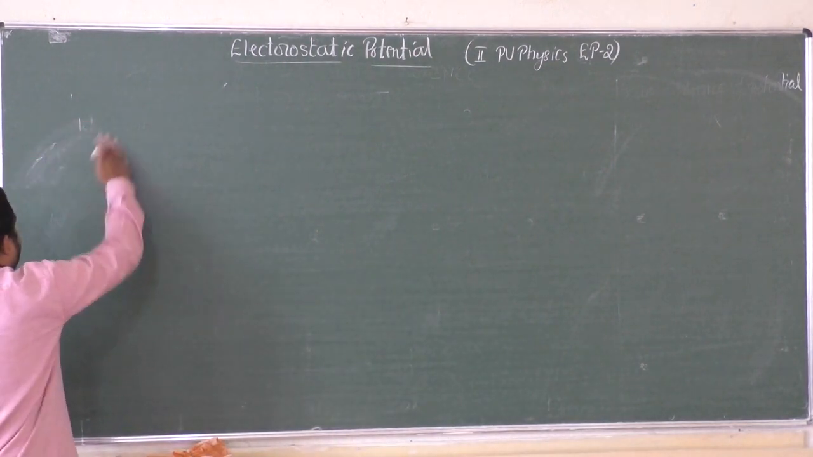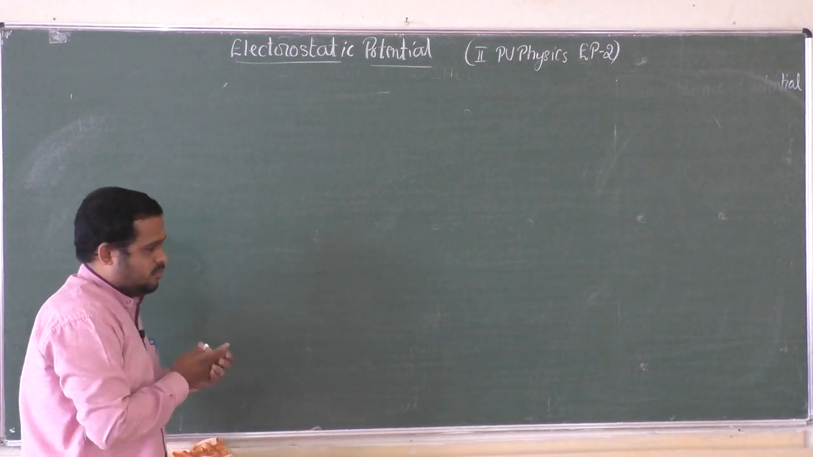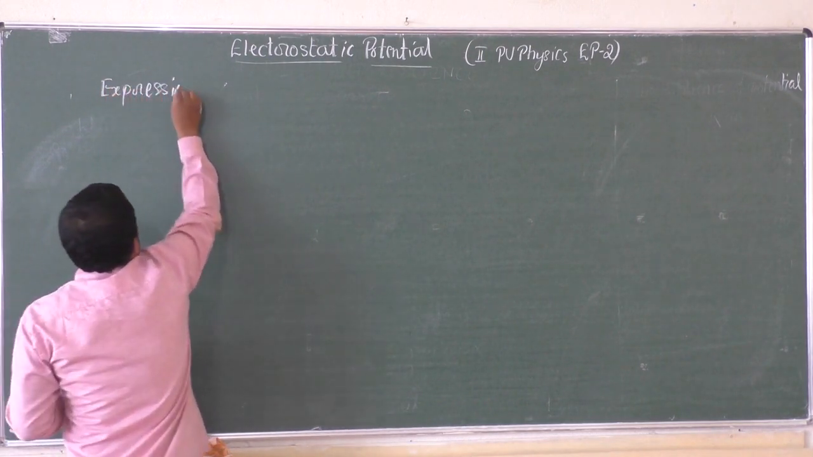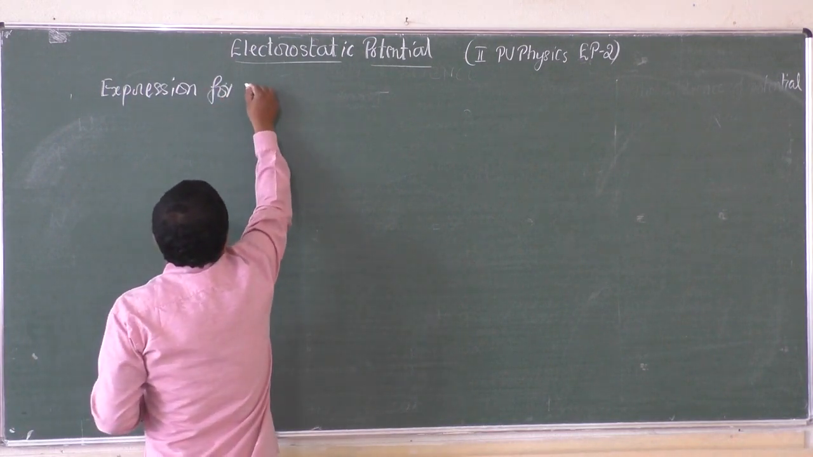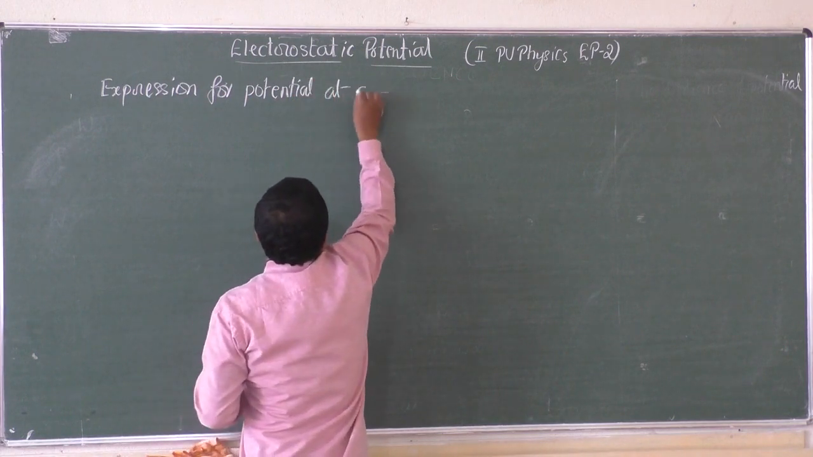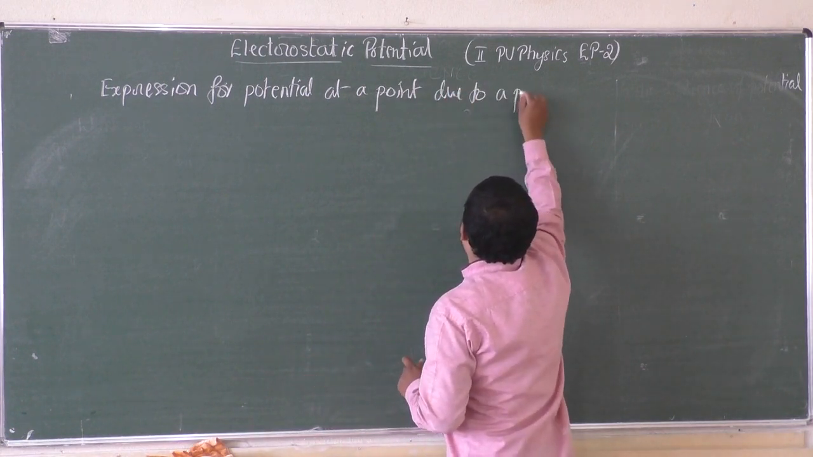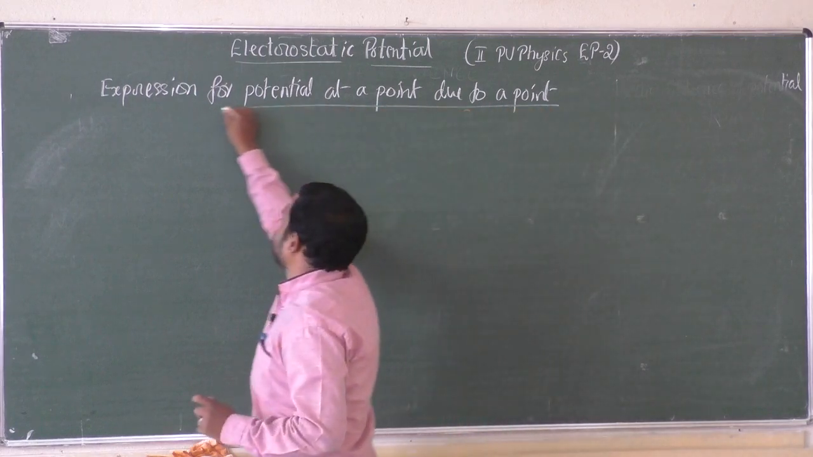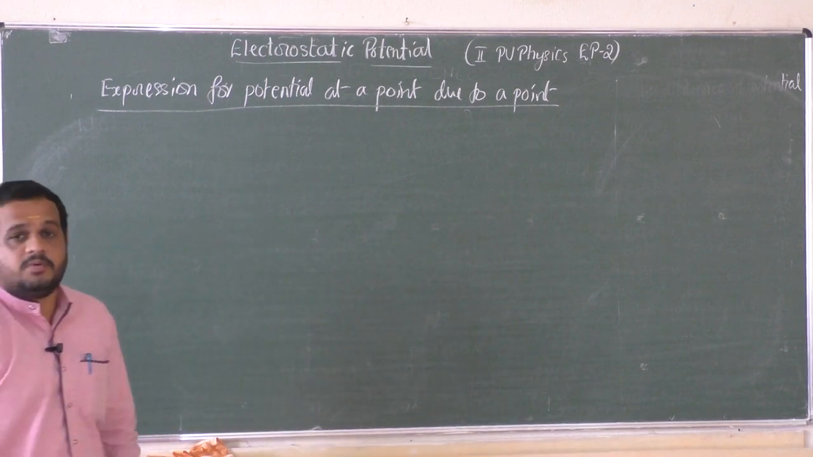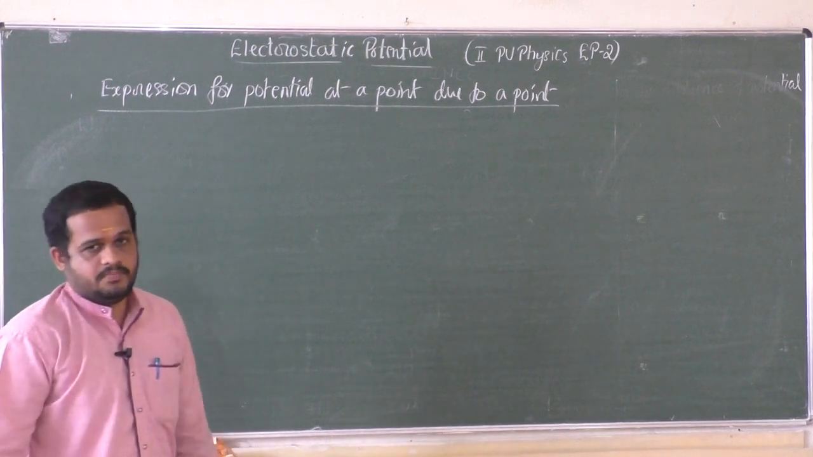Next one is an important derivation. You can expect this derivation for 5 marks in the final exam, board exam. Expression for the electrostatic potential or electric potential at a point due to a point charge. What is the expression for electric potential or electrostatic potential at a particular point due to a point charge? The derivation we are going to discuss here.